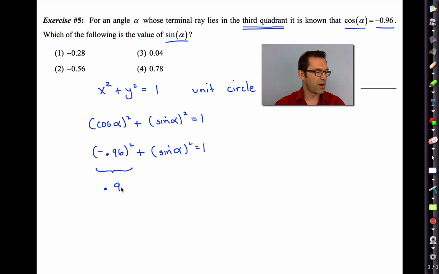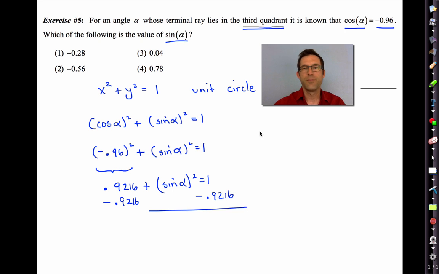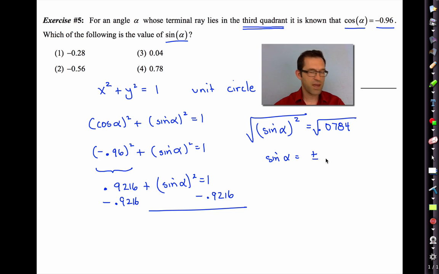Now we have to use our calculator to figure out what that is, but that's easy enough. That's 0.9216. It's not like I have it memorized or anything. Plus sine alpha squared equals 1. So I could subtract 0.9216 from both sides. And I would find that the sine of alpha squared is equal to 0.0784. So now I'll take the square root of both sides, have to use my calculator, and I'll get plus or minus 0.28. Now, that's got to leave me, though, with choice 1, right?